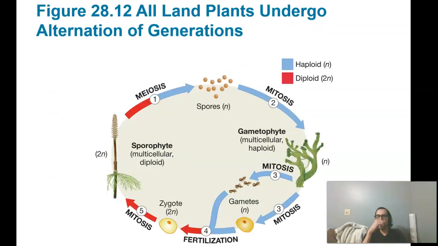Okay, so here's a life cycle for a horsetail. If we start with the sporophyte, this is the multicellular diploid. That produces the spores, which are haploid. This is done by meiosis. The spores then develop into gametophytes, and the gametophytes produce the gametes, and then the gametes fuse through fertilization and form a diploid zygote, which then develops into a new sporophyte.